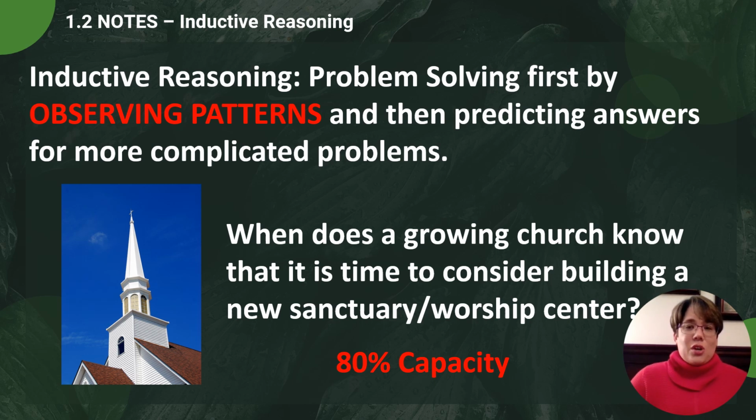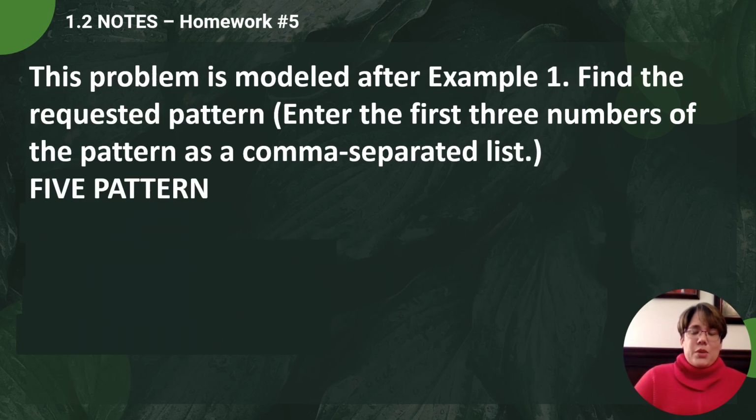So now let's talk about how this equates in mathematics. In your homework, you have this problem, and I've gotten emails about this already this week. This homework problem says, this problem is modeled after example 1. Find the requested pattern. Enter the first 3 numbers of the pattern as a comma-separated list. And then it just says 5 pattern. And it makes absolutely no sense. And so you're just like, what in the world are they talking about?